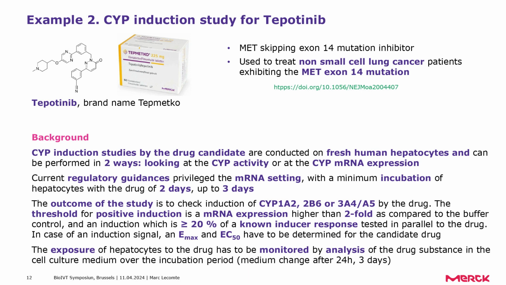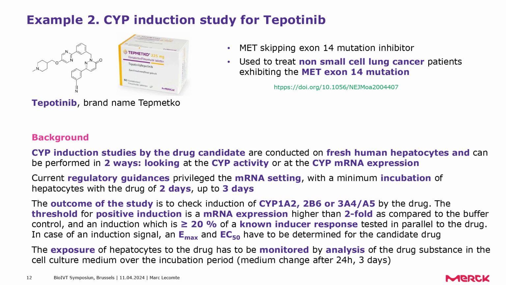Tepotinib is now a marketed drug by Merck. The brand name is Tepmetko. It is a MET inhibitor dealing with MET exon 14 skipping mutation, meaning you have a resistance mechanism for MET with mutations, and this compound deals with the resistance mutation of this MET gene. It's used to treat non-small cell lung cancer exhibiting this mutation, and you have a paper about that.